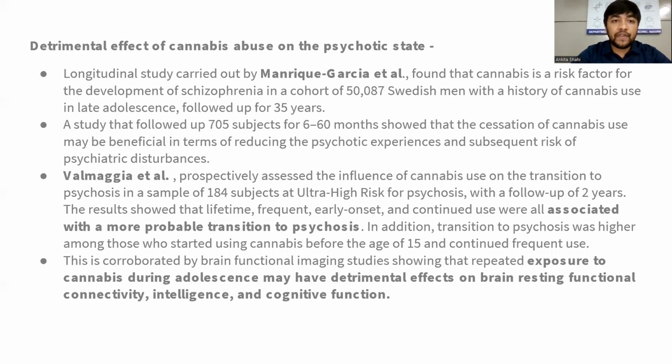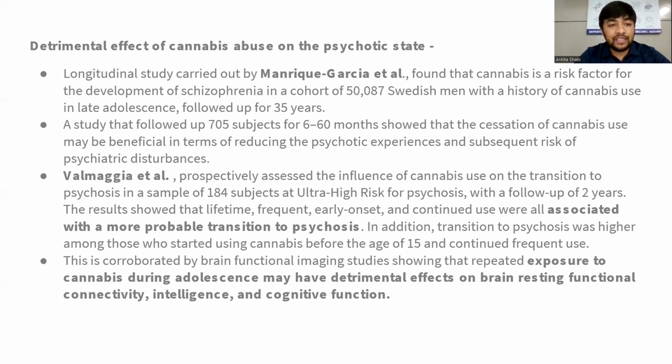So now, the detrimental effect of cannabis abuse on psychosis. A longitudinal study carried out by Henri Garcia et al. found that cannabis is a risk factor for the development of schizophrenia in a cohort of 50,000 Swedish men with a history of cannabis use in late adolescence. A study that followed up 705 subjects for 6 to 60 months showed that cessation of cannabis use may be beneficial in terms of reducing the psychotic experiences and subsequent risk of psychiatric disturbance.